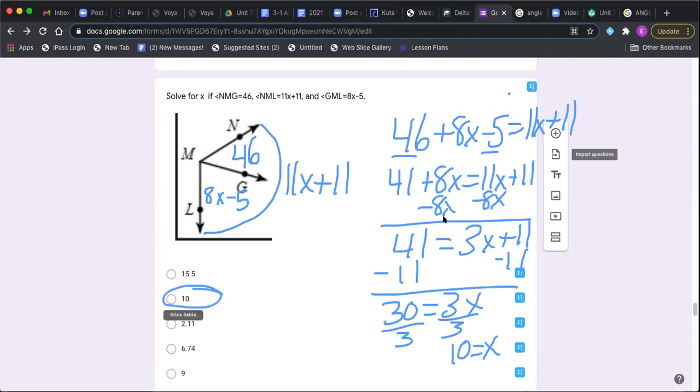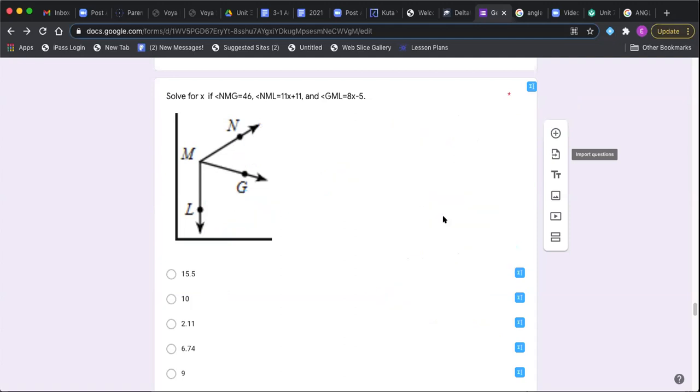By the way, I know I'm going quickly through this, but on your test tomorrow, I would highly recommend that you take the time to check your answers, right? Plug them in and make sure that they actually work. But I'm kind of short on time here.